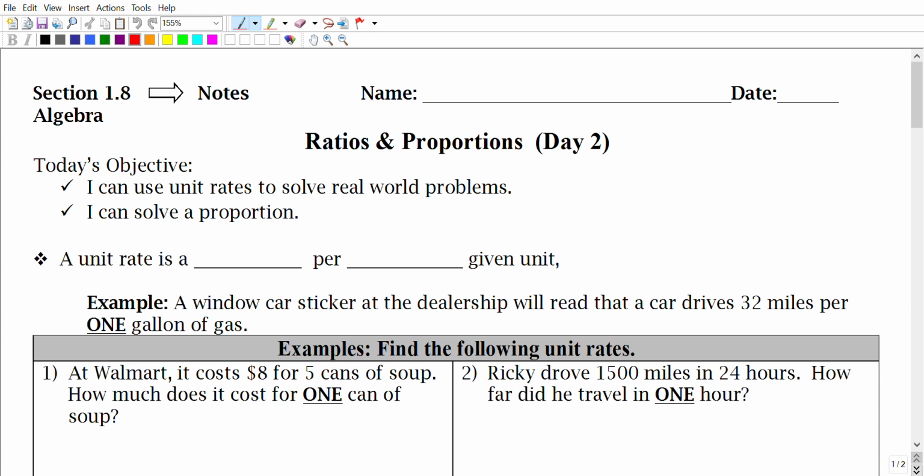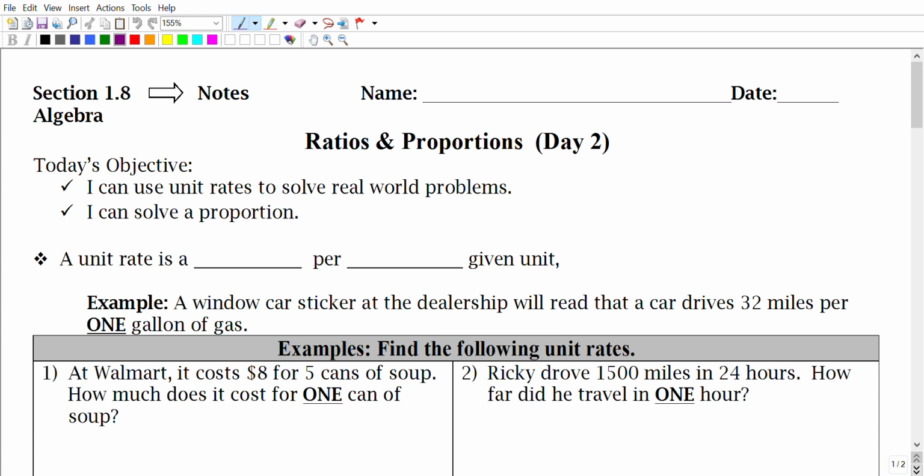Today we are going to go over section 1.8, where we are talking about unit rates, and basically we're going to keep working with proportions. So make sure you keep that in mind from last section as we tackle these new problems. All right, so why don't we go ahead and get started right away?